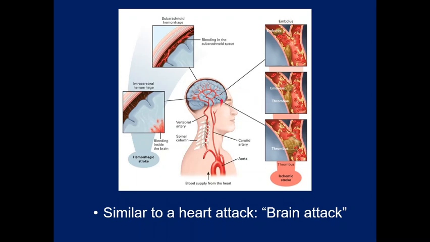So I could have a clot in situ in my vessel in my brain, which would be a thrombotic stroke, which is a subtype of ischemic stroke, or maybe a clot broke off in a distal vessel and then traveled and got stuck, and that would be an embolic stroke. So that is also a type of ischemic stroke.